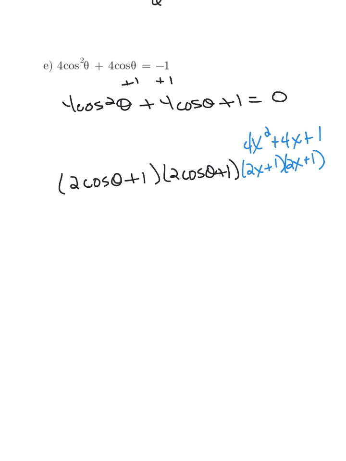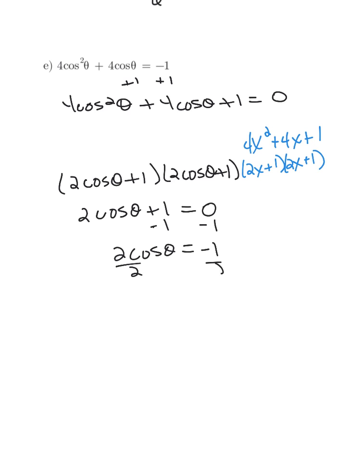Well, that's the same thing. There's no need for us to write it down 2 times and solve it. So we're just going to use one of them. 2 cosine theta plus 1 equals 0. First thing we're going to do is subtract the 1, and we get 2 cosine theta equals -1. Divide both sides by 2. We get cosine theta equals -1/2.